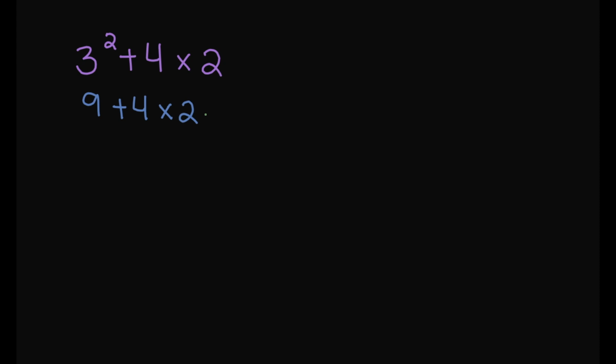And we have addition and multiplication. Remember that multiplication comes before addition. So we're going to do 9 plus 4 times 2. This is going to be 8. Now we're going to add 9 plus 8. This is going to equal 17. So your final answer here is 17.